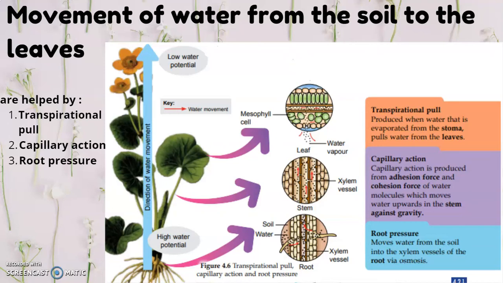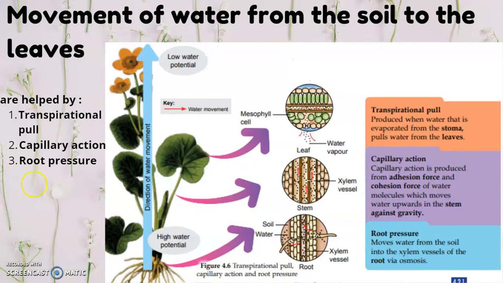The movement of water is helped by 3 factors. What are they? First, transpirational pull, followed by capillary action, and the third one is root pressure. So there are 3 factors that help the water and mineral salts move from the soil to the leaf. We are going to discuss them one by one.